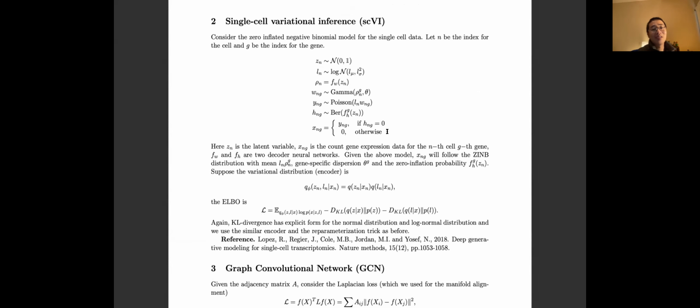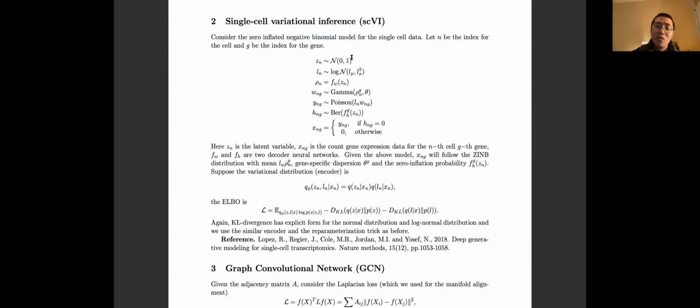The next example is a paper that applies a variational autoencoder to single cell data. We can focus on the several terms that I mentioned before to check how this model works. For the single cell data, the generative model they consider is a zero inflated negative binomial model. Let n be the index of the cell and g be the index of the gene.